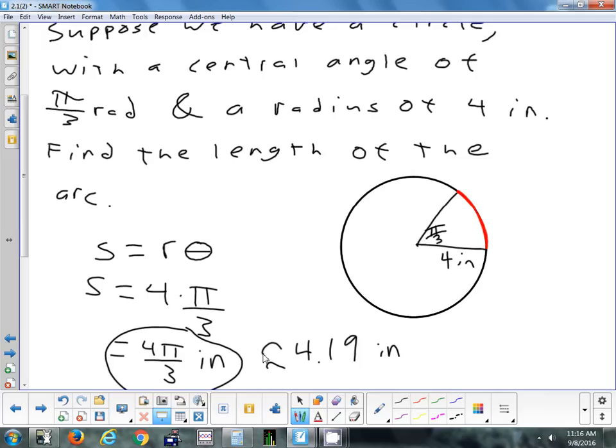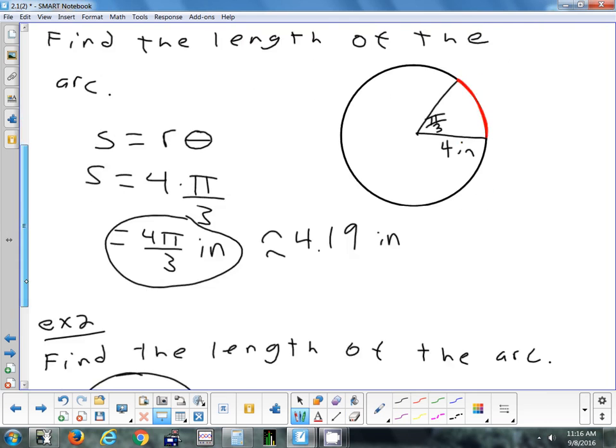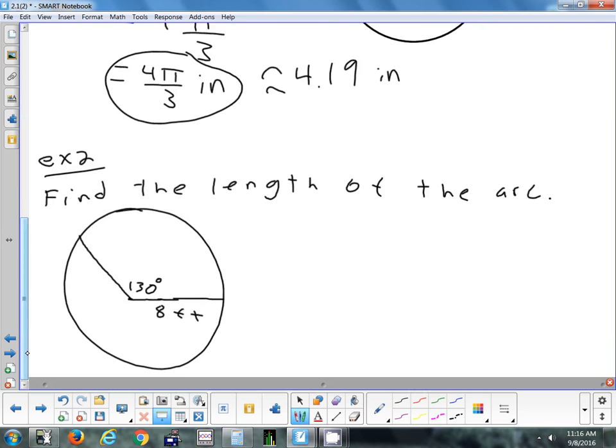Most of the time, they're not going to ask for a decimal. You could just leave it 4 pi over 3 inches. Any questions on how we found the arc length there? All right, so let's try this one.